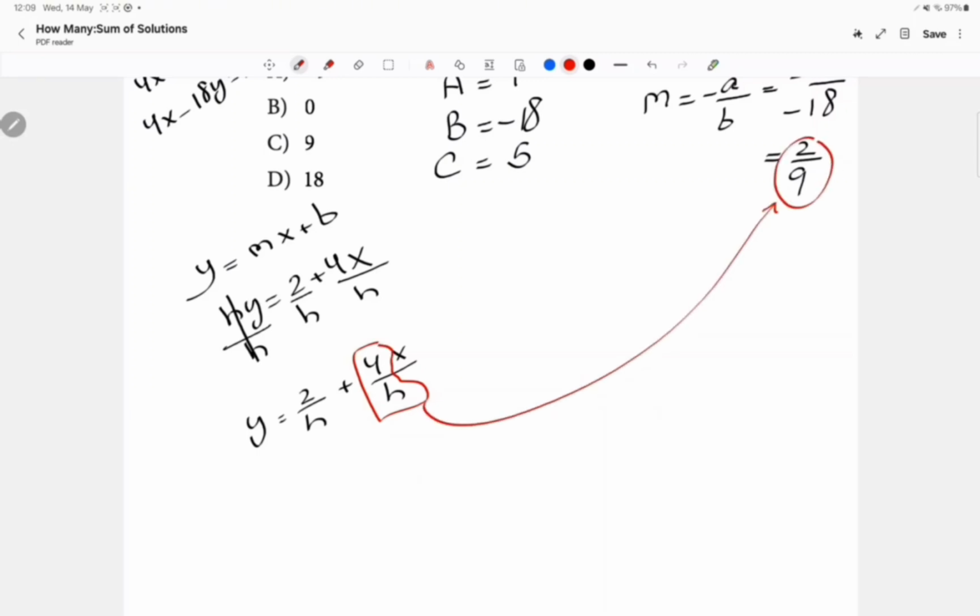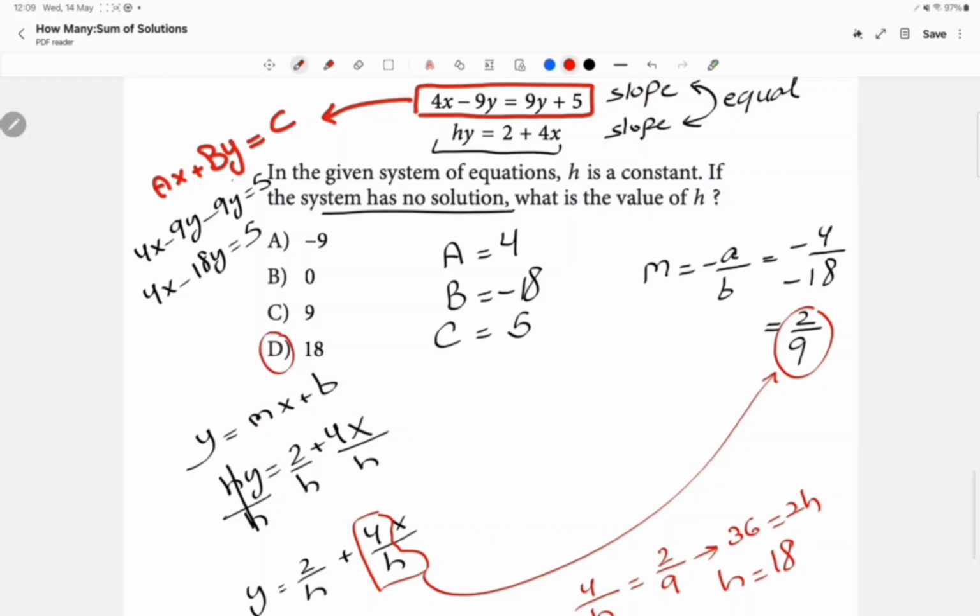Equalize it to that slope to find the h. So 4 over h is equal to 2 over 9. So 36 is equal to 2h. h is equal to 18. So the answer is going to be choice D.